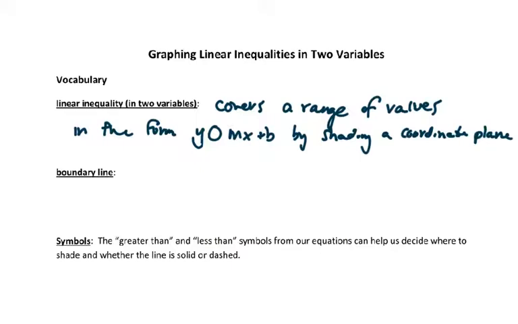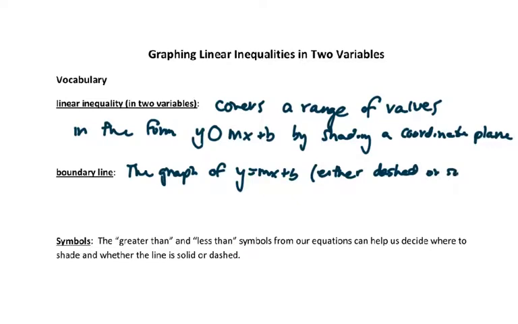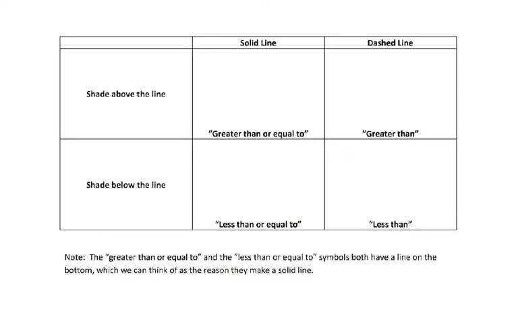The boundary line is the graph of y equals mx plus b, and is either dashed or solid. We're going to talk about whether it would be dashed or solid here in just a second based on the signs that are used in the equation, but that's the definition of boundary line. We're going to use the greater than, less than symbols to decide whether to shade and whether it's solid or dashed. Where to shade, we're shading every time.